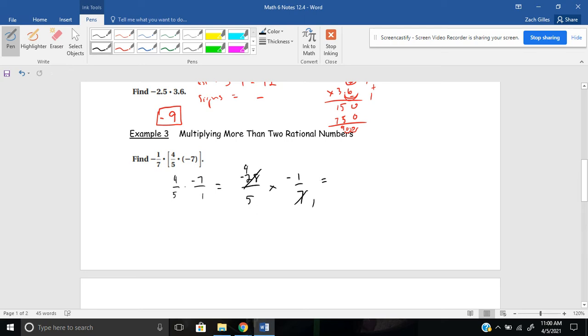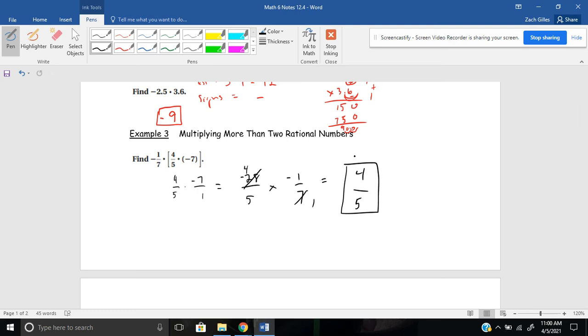1 and a 4. And then 4 times 1 would give me 4. And look at here, they're the same sign, so it's going to give me a positive result. And 5 times 1 is 5. So I end up at 4/5. Okay. That's kind of the one way to go about it.